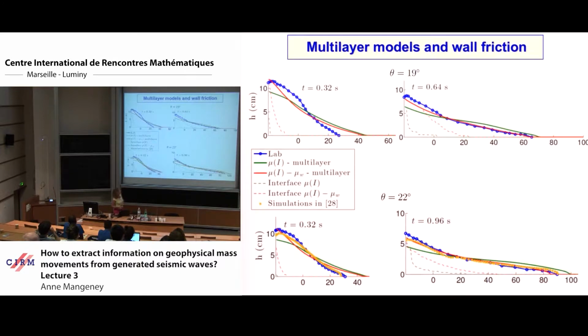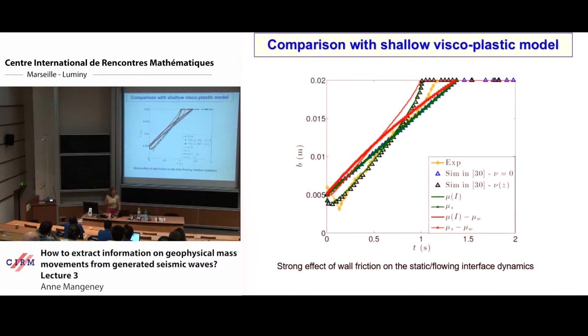looked deeper. And if you add now wall friction, then, for example, if you look at the deposit at 22 degrees, you have wall friction here and the multi-layer mu of I rheology in red, and you quite well reproduce the deposit observed experimentally. So what I want to say here is that one direction to take into account erosion deposition process is to use multi-layer approach and not to prescribe some empirical law for the static flowing transition, what we call erosion laws, because it comes naturally out of this kind of models.